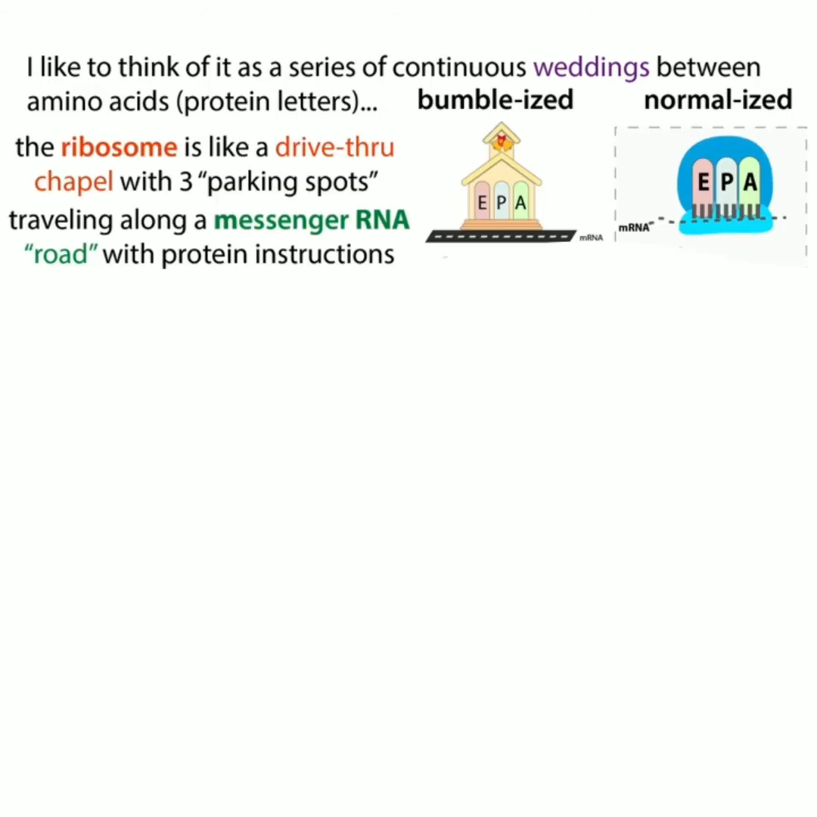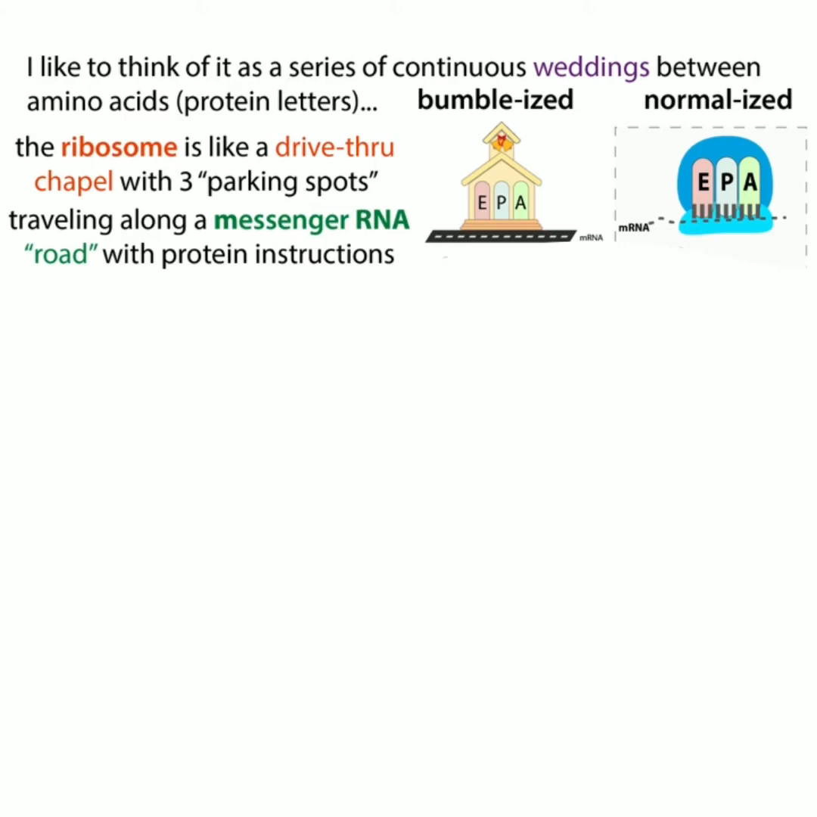But I like to think of things a little in a wedding analogy, which is incredibly fitting for today. So I'd like to think of translation as a series of continuous weddings between amino acids. So I'm going to show you the normalized version like I saw you before on the right, and then the bumbleized version on the left. And so we have that ribosome. So that was our complex of proteins and RNA. That is where all of this amino acid joining is going to take place.